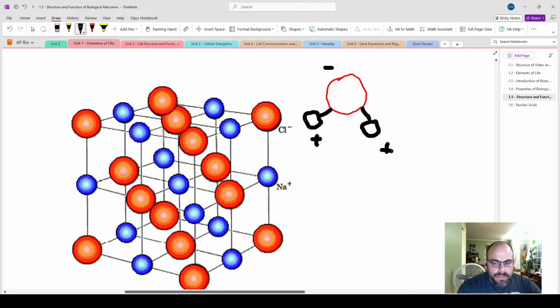And so what's going to happen to this salt crystal? Well, the positives are going to go and surround this negative, and the negatives are going to go and surround this positive, and it's going to pull the salt apart and dissolve it. And that's what we talked about with water solvency. And then what happens if you take the water out? Well, then those salt crystals will form back. That's what's going to happen.